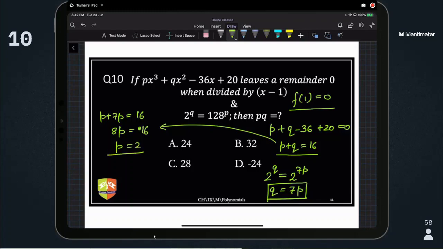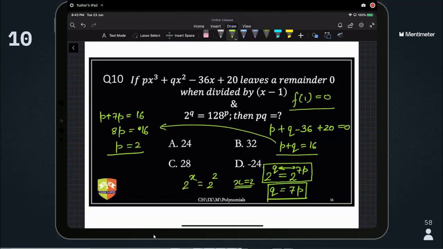How did you get q equal to 7p? 2 to the power q is equal to 2 to the power 7p. When will that be possible? The base is the same, so the exponent has to be the same in an equation. So 2 to the power x is equal to 2 to the power 2 means x is equal to 2. Isn't it? In the same way, q is equal to 7p because the base is the same.